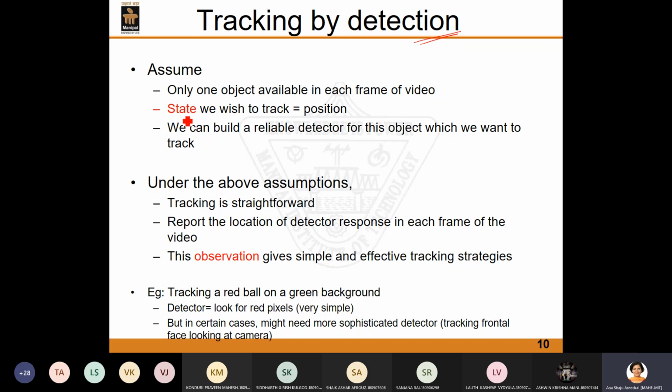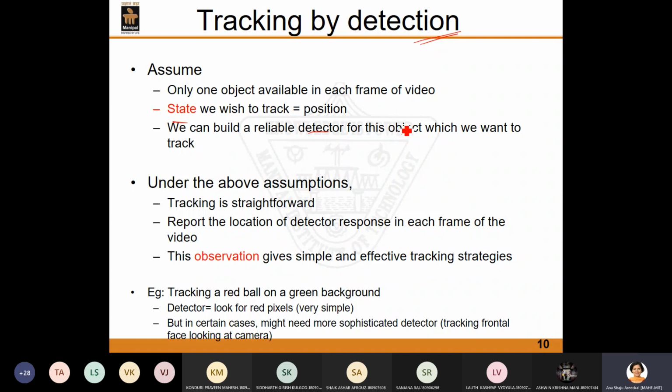And the state that we are trying to track may be the position. What we do is find a particular detector for that particular object, for example, if it is human faces, then it may be a face detector, and so on. So you'll be using dedicated or reliable detectors for detecting the presence of this object. And as I said earlier, once you have that, you can easily combine all that information together and you can track.